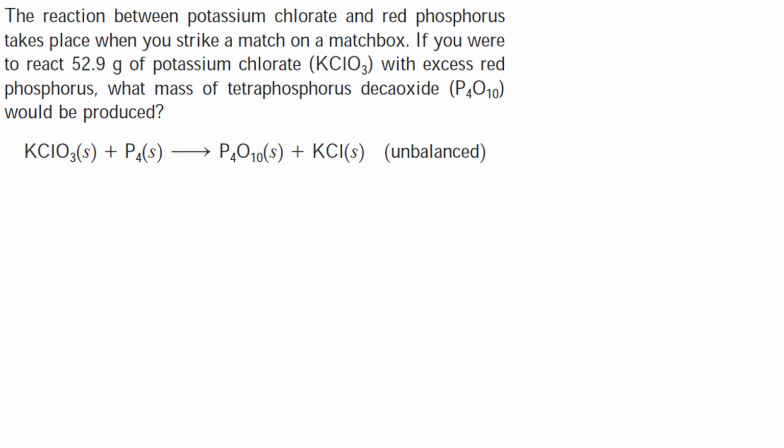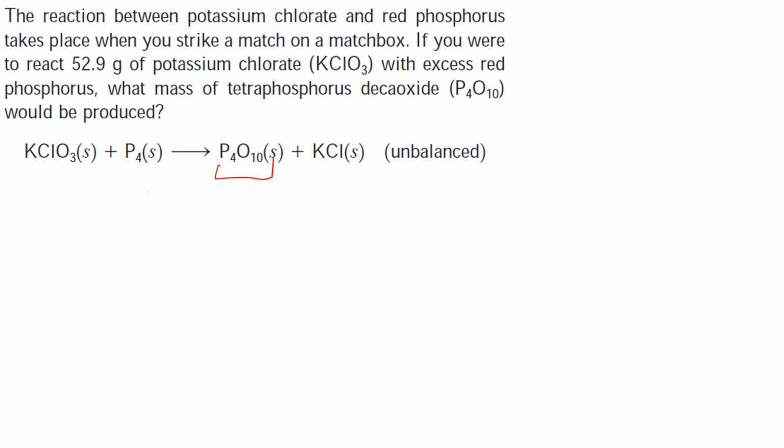Okay, next question. The reaction between potassium chlorate and red phosphorus takes place when you strike a match on a matchbox. If you were to react 52.9 grams of potassium chlorate with excess red phosphorus, what mass of tetraphosphorus decoxide would you produce? Okay, so it says that it's unbalanced, so we need to balance this. Let's see how we can go about this. We have 10 oxygens here, 1, 2, 3. Okay, that's a bit tricky.